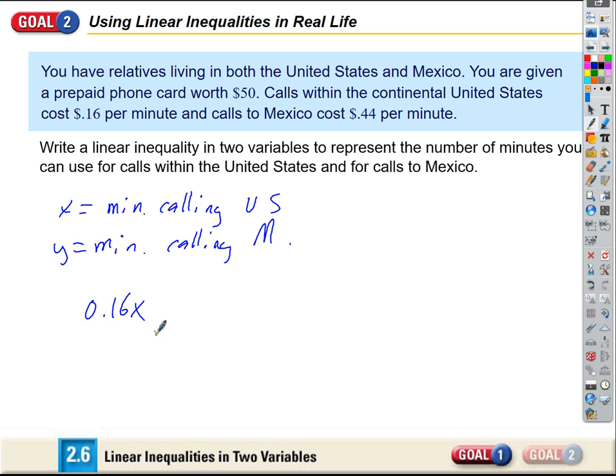How about the cost for calls to Mexico? So combined, that's the total cost. That's the amount of money I'm spending making calls to the US and Mexico. And what's my constraint here? Now the 50 comes into play. There you go, right?